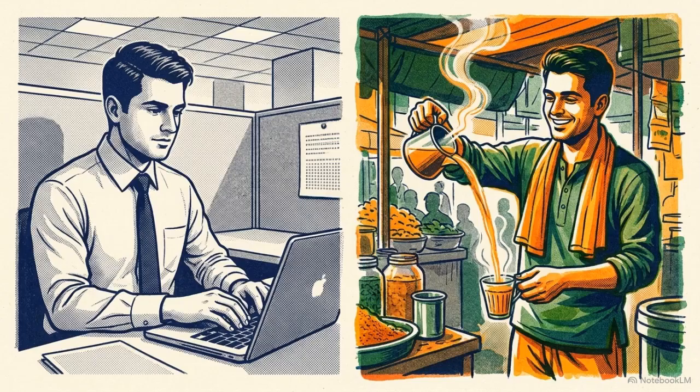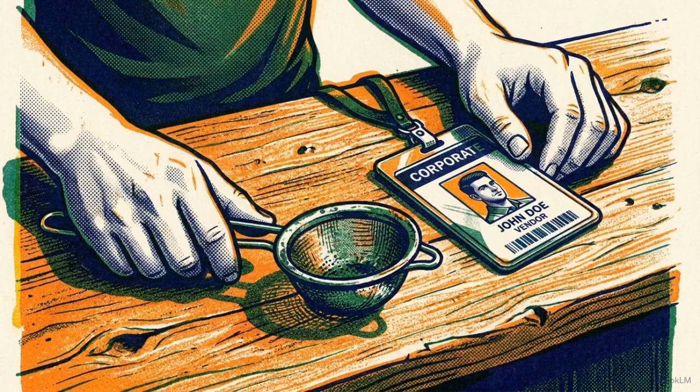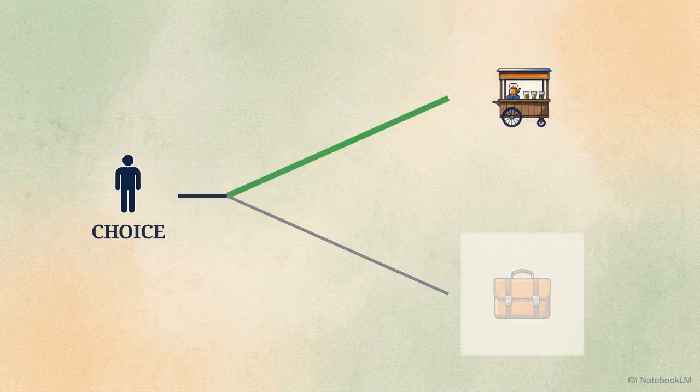To stand here pouring tea, Rohan sacrificed a steady salary at a corporate IT job. In economics, we call this an opportunity cost. The true cost of any decision is the value of the next best alternative you gave up to make it.